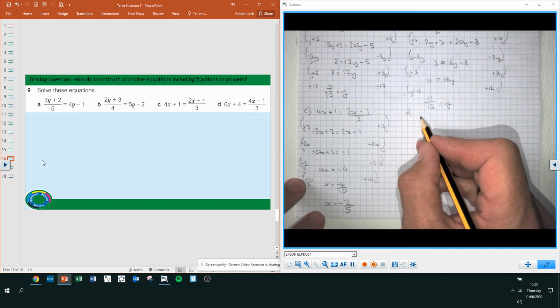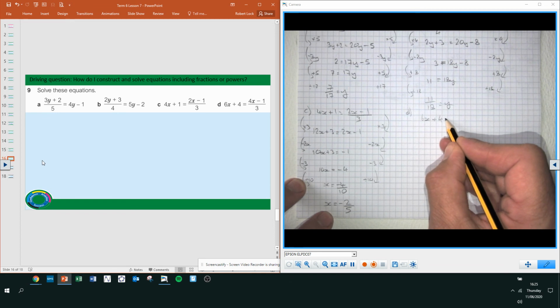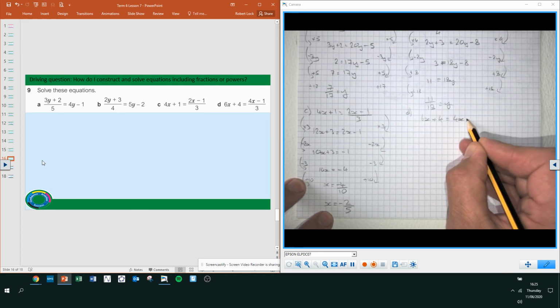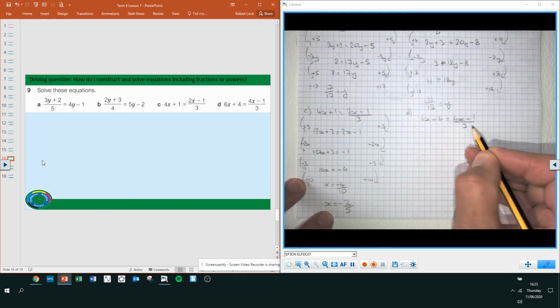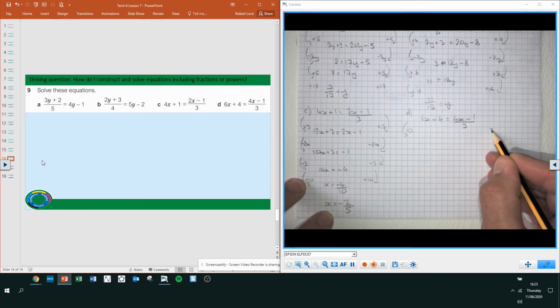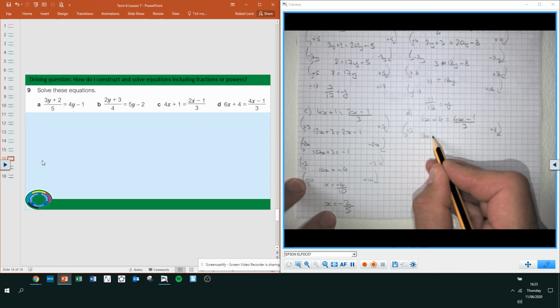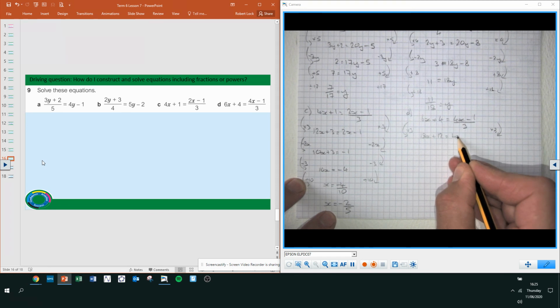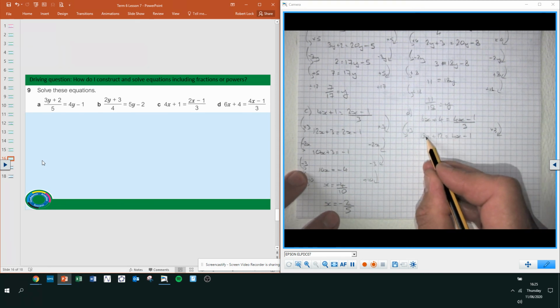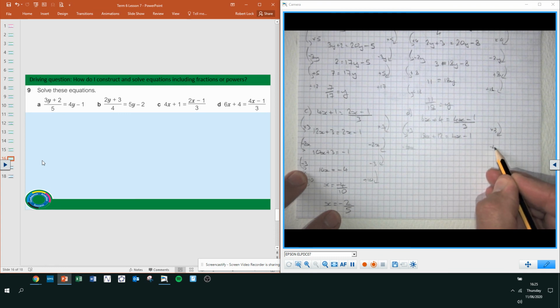D. 6x plus 4 equals 4x minus 1 over 3. Again, get rid of the divide by 3. We times everything by 3. We end up with 18x plus 12 equals 4x minus 1. 4x is on the right hand side, there is more on the left than the right, so take the x's from the right. So minus 4x, minus 4x.